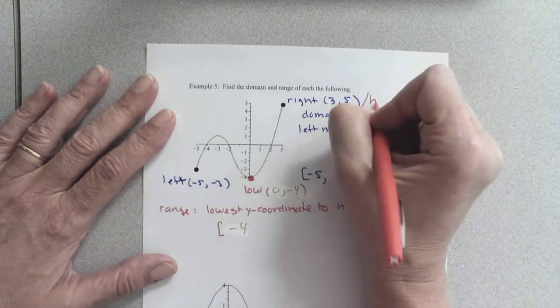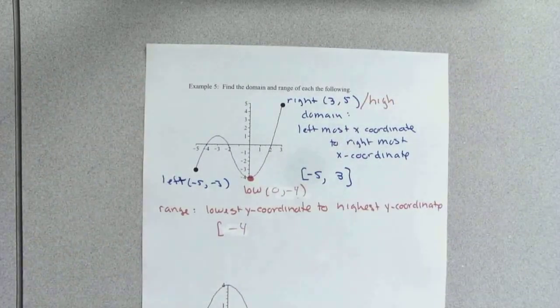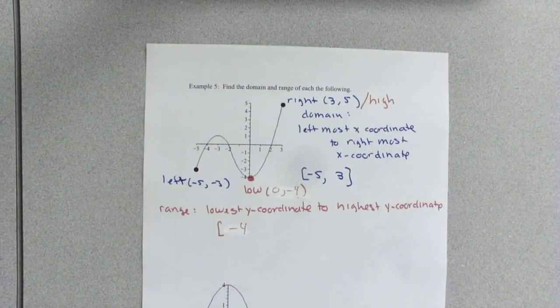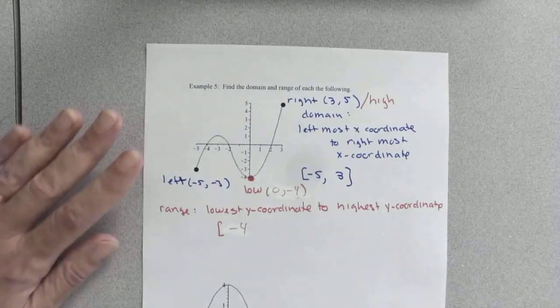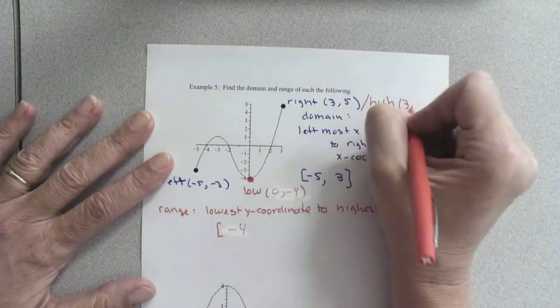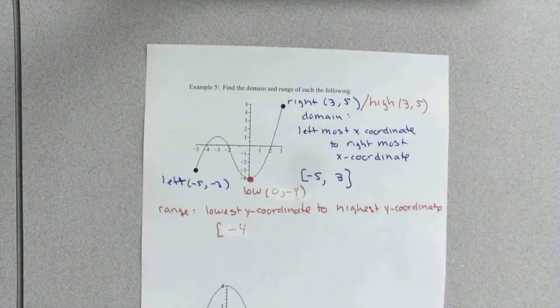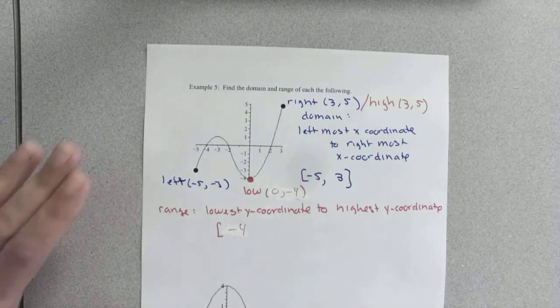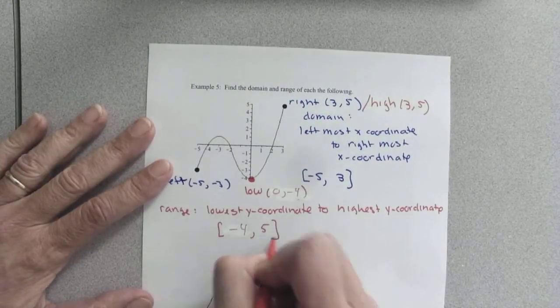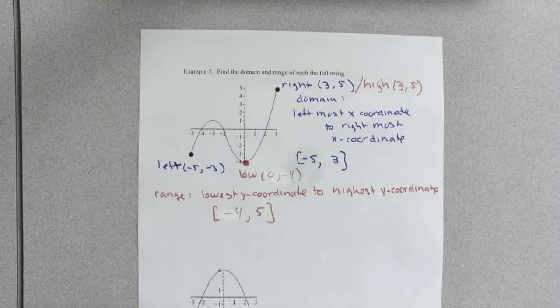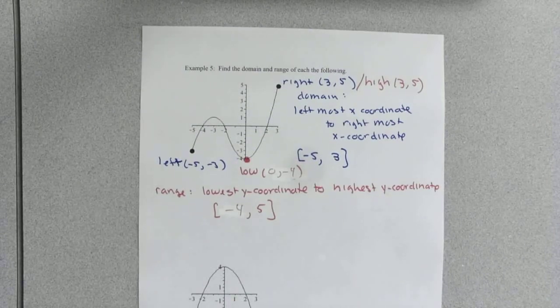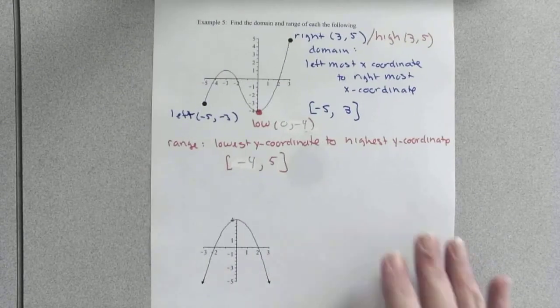And then my highest point also happens to be my right. Yeah, that happens. It's not important. But my highest point, 3, 5, I take the y-coordinate for range, and so my range is -4 to 5. Again, square brackets, because I have an actual y-coordinate of -4, and I have an actual y-coordinate of 5. Next picture.